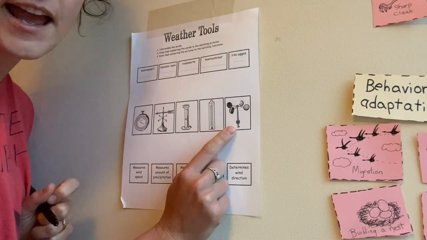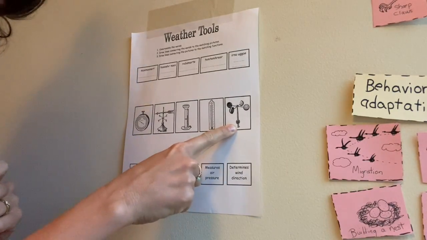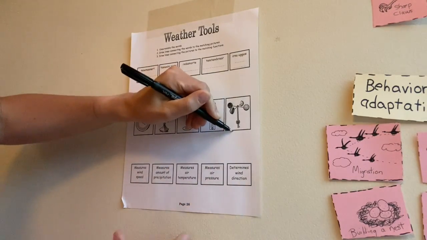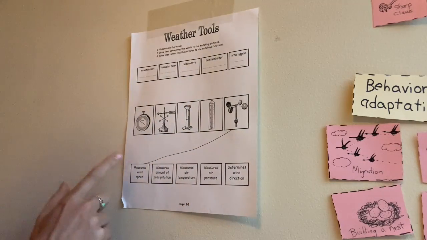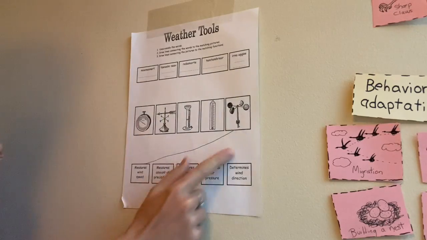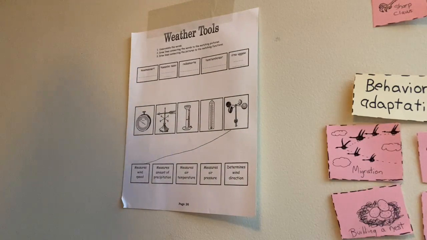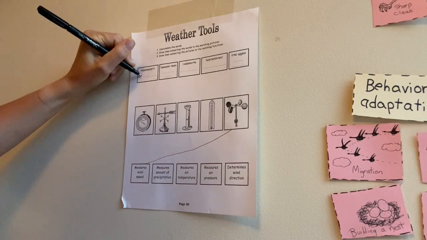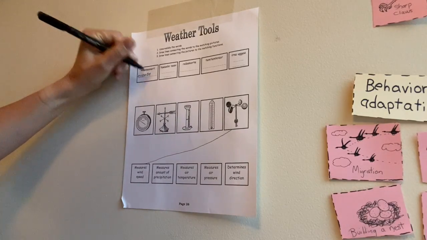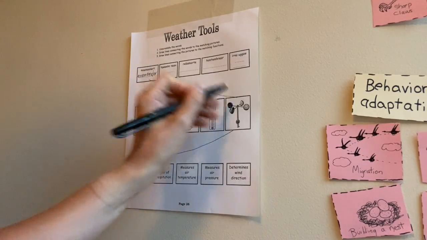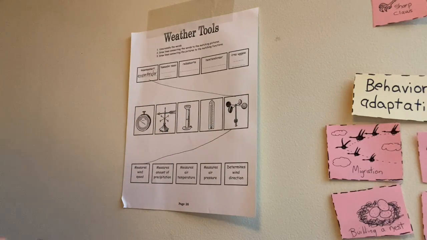This is an anemometer. And if you guys remember, that measures the wind speed. So we know that it's going to connect all the way over here to measures wind speed. So then we have to unscramble our word. So let's see here. This looks like it's going to be right. So anemometer. And then we're going to connect that all the way over to its picture. So you guys get the idea of what we're going to do.